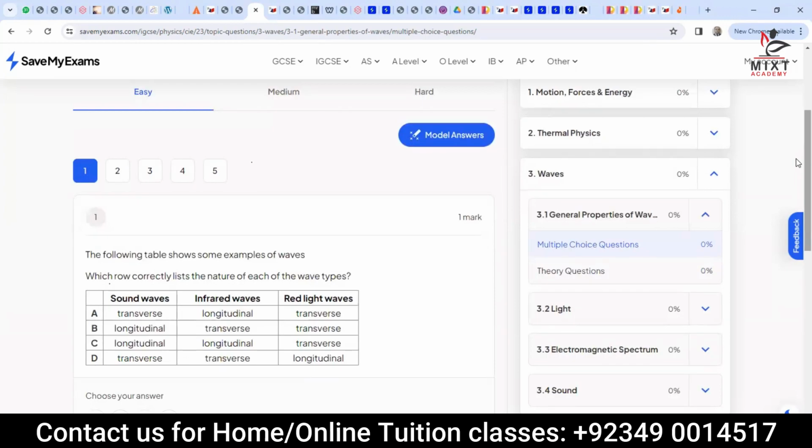Ibrahim, you. Sir, aren't sound waves mechanical? Sound waves are mechanical, but as far as shape is concerned, how do they look? Because here mechanical is not the option. You have to select from the options which are given. Tell me one option. That's it.